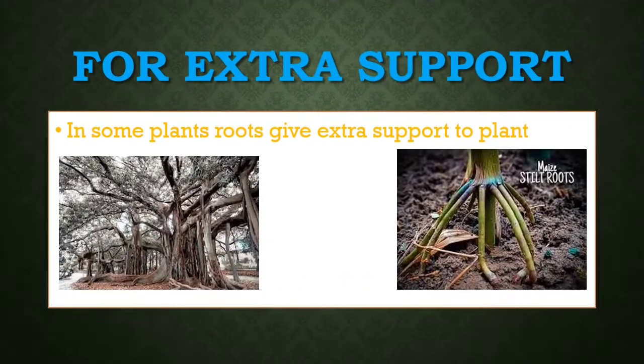For extra support, some plants have supporting roots like the roots of the banyan tree and the stilt roots of the maize plant. The banyan tree has additional roots arising from its horizontal branches. These pillar-like roots are called prop roots. They grow downward and penetrate into the soil. The sugarcane, bamboo and maize roots arise from the lower nodes. These are called stilt roots. They grow downward and provide extra support to the plant.